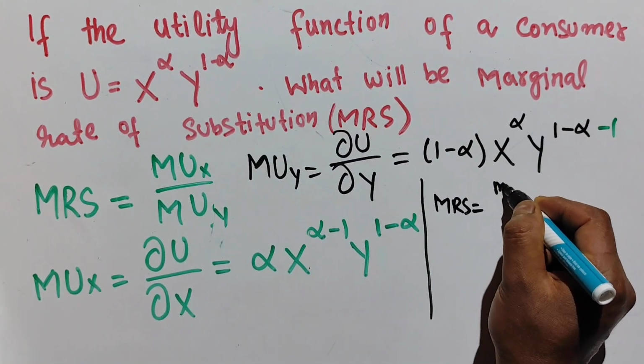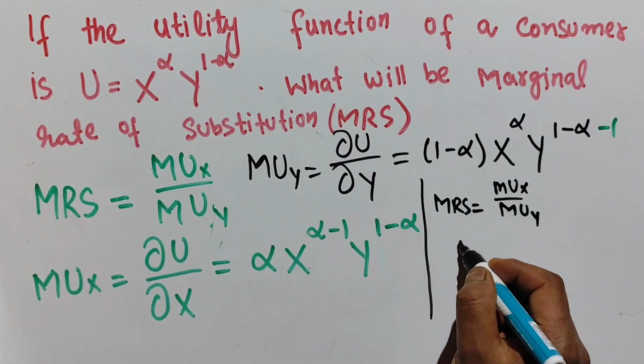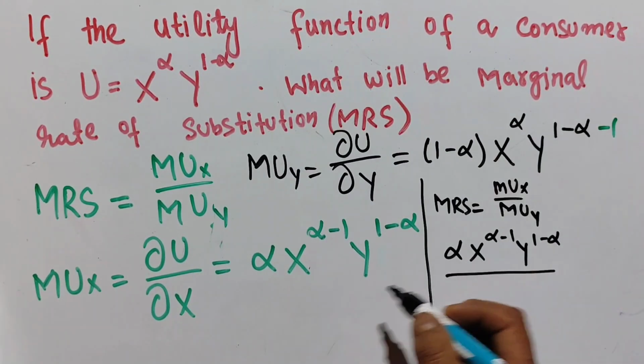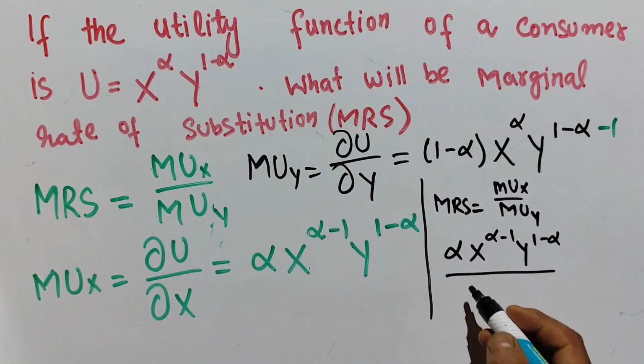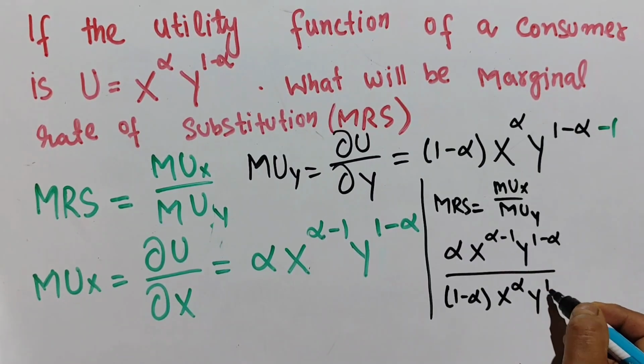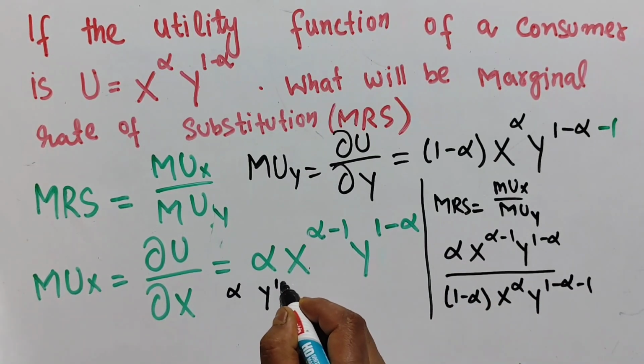Okay, now let's find the ratio, that is MRS. MRS is simply MUX upon MUY. MUX we calculated as alpha x raised power alpha minus 1 y raised power 1 minus alpha, upon MUY, which is 1 minus alpha, then we have x raised power alpha, y raised power 1 minus alpha minus 1. Now let us further solve this. If I transpose x raised power alpha minus 1 to the denominator, so let's first write alpha, then we have y raised power 1 minus alpha.